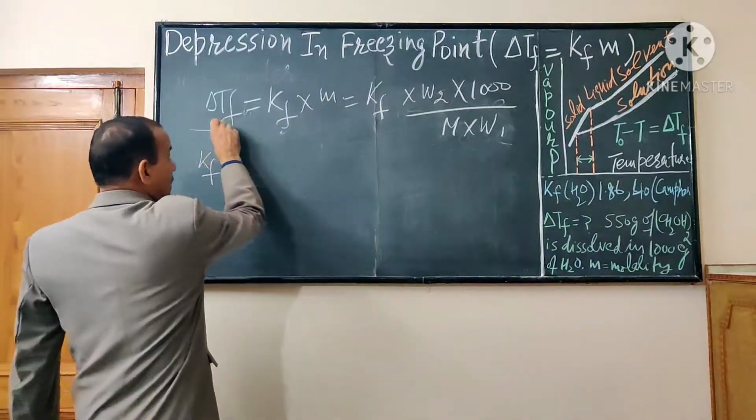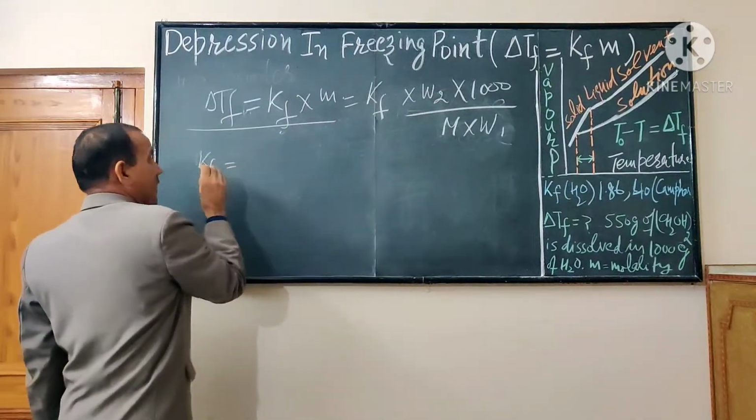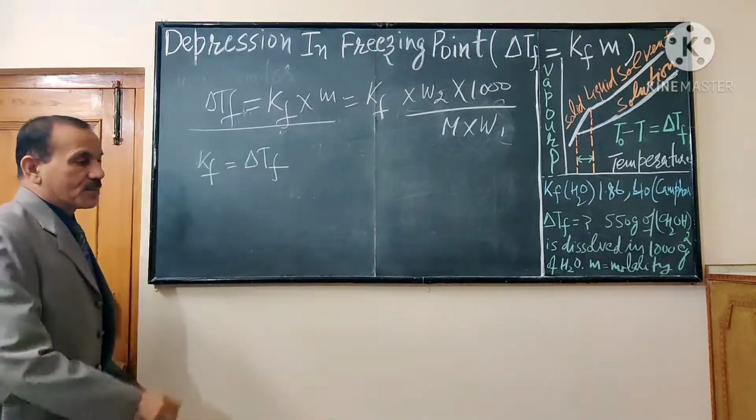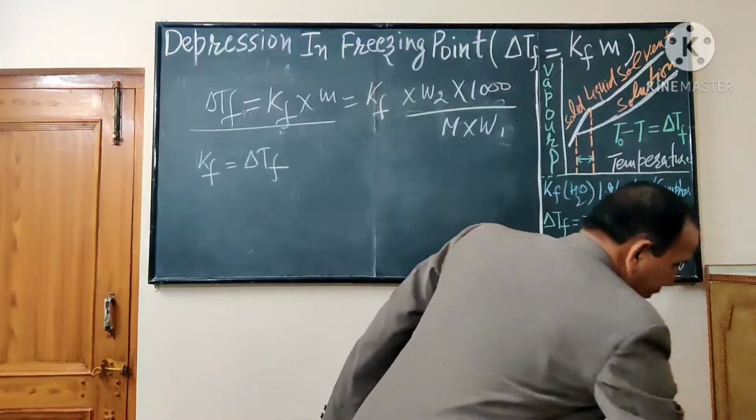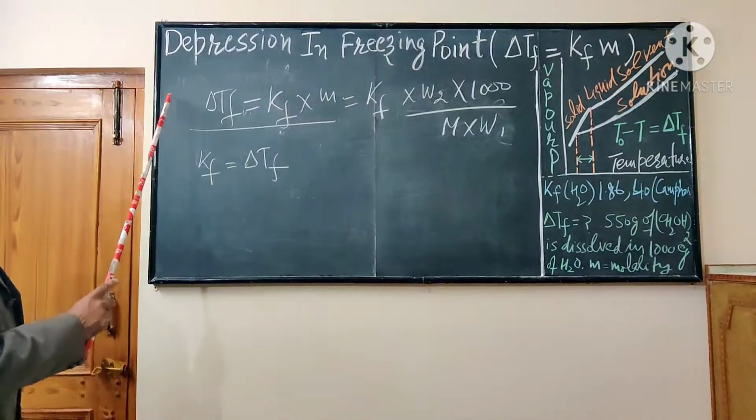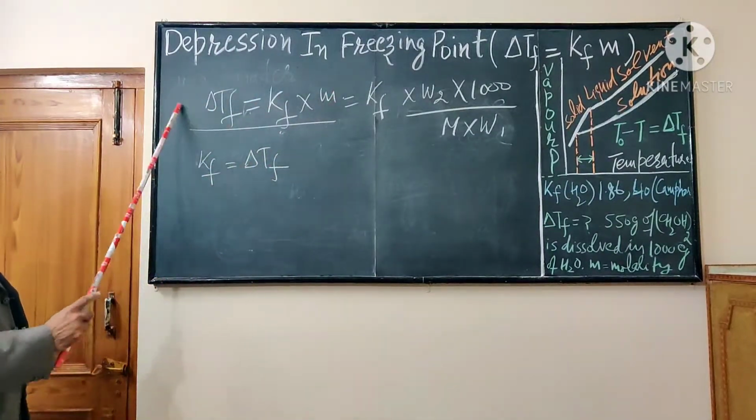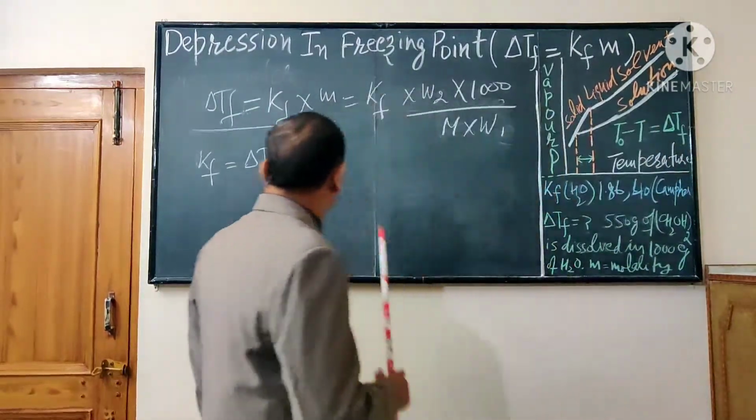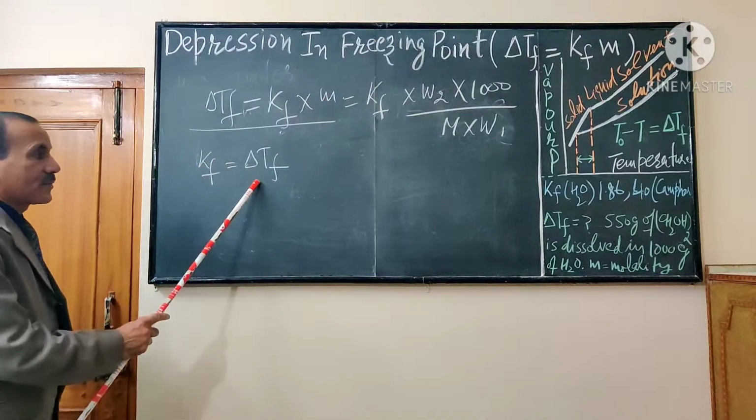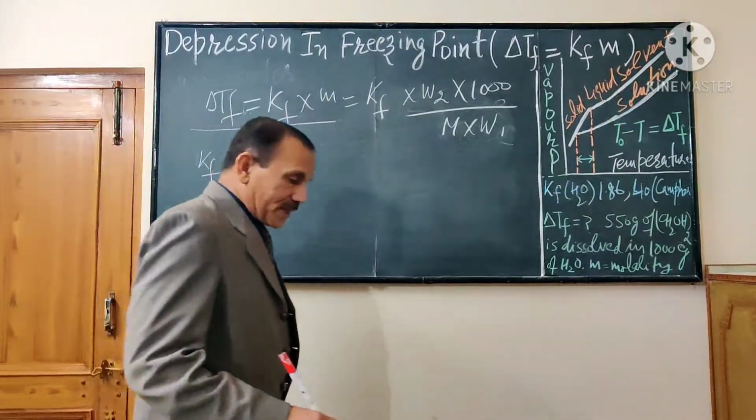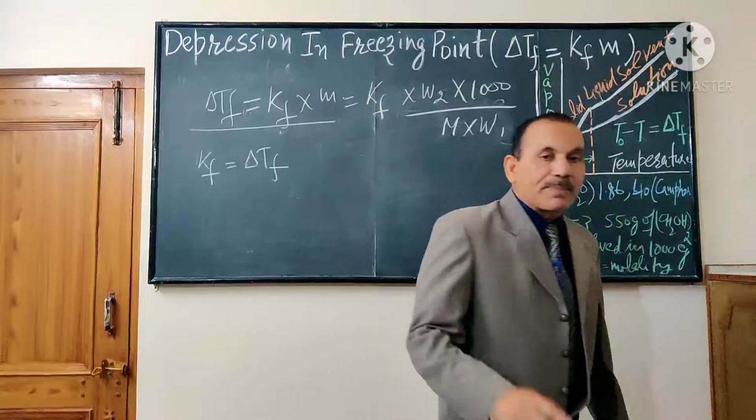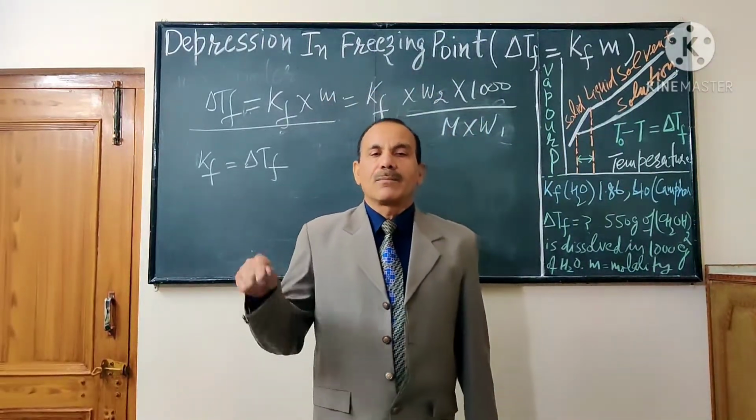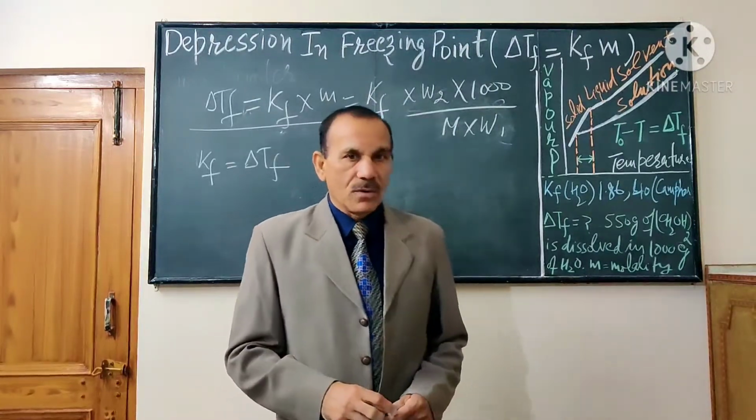Here in this equation, if m is 1, then this Kf is equal to ΔTf. From this equation, if the solution is 1 molal, in this formula, m is 1, then Kf is equal to ΔTf. So the molal depression constant is equal to the depression in freezing point when the solution is 1 molal.